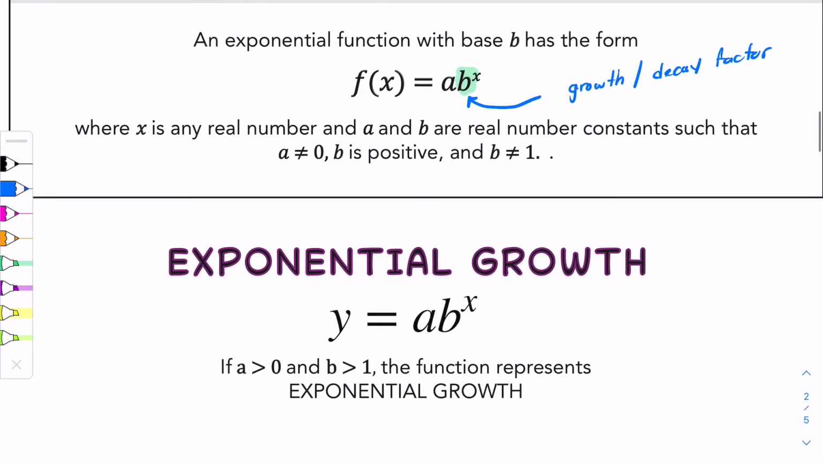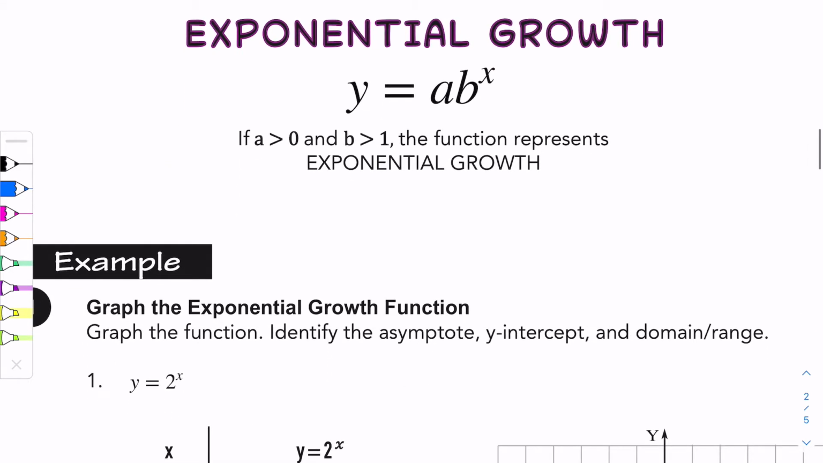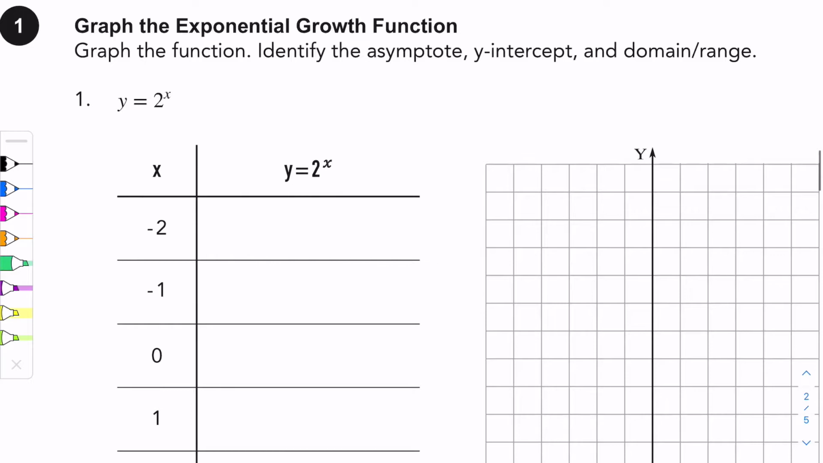We're going to start by reviewing the graphs of exponential growth. Exponential growth happens when a is larger than 0 and b is larger than 1. So our first graph that we're going to look at is y equals 2 to the power of x.